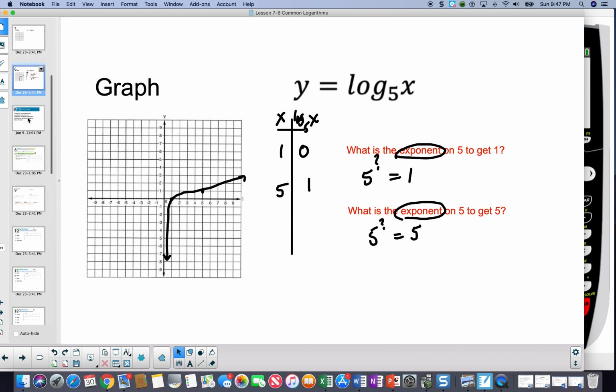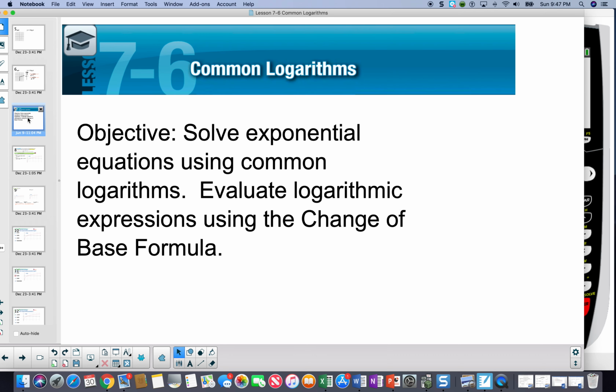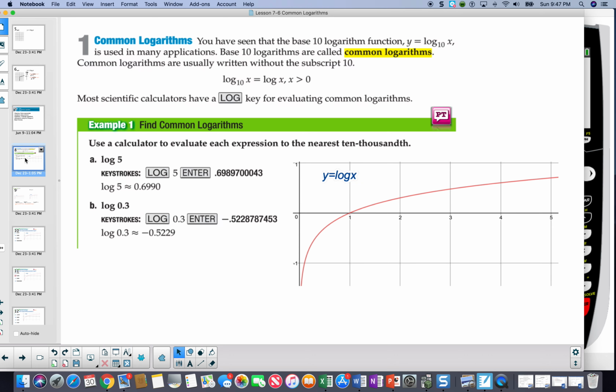Lesson 7-6, Common Logarithms. Objective: to solve exponential equations using common logarithms, and evaluate logarithmic expressions using the change of base formula.